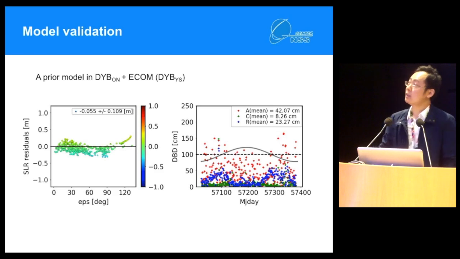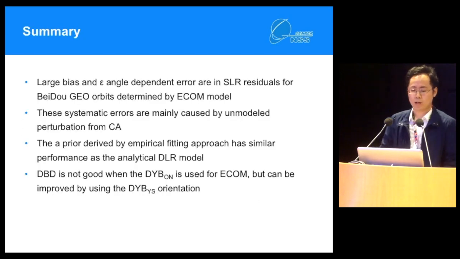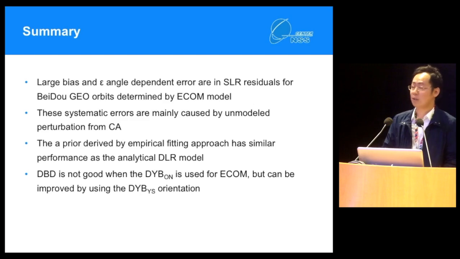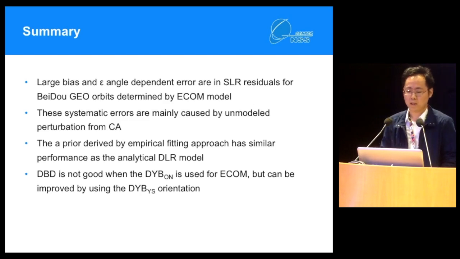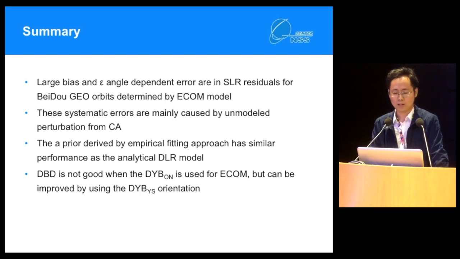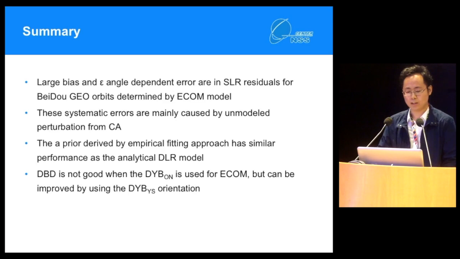For general summaries, we found there are bias and epsilon angle dependence errors in the GEO satellites. These are mainly caused by the unmodeled contribution from the communication antenna, and for whatever the 3 order, it can obtain almost similar performance for the GEO satellites. And with the YS DYB form, the day boundary discontinuity is also good.